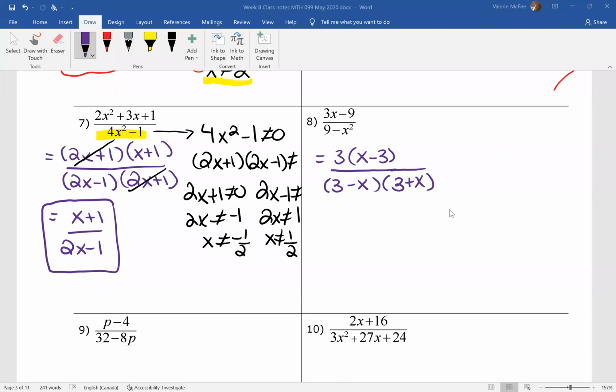Question 8 was a little bit tricky. I hope you noticed after factoring the numerator and the denominator that you have opposite factors. We see that here x is positive and here x is negative. In the numerator, 3 is negative, and in the denominator, 3 is positive. When we divide out opposite factors, it equals negative 1. So in simplified form, we have negative 3 over 3 plus x, or the negative of 3 plus x. Either of those is correct.